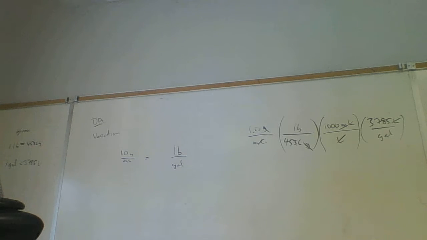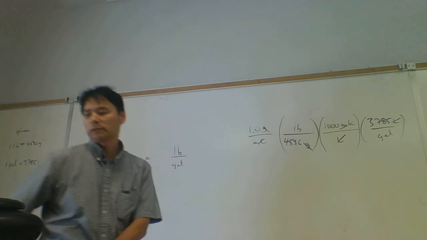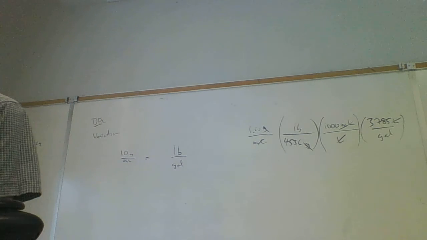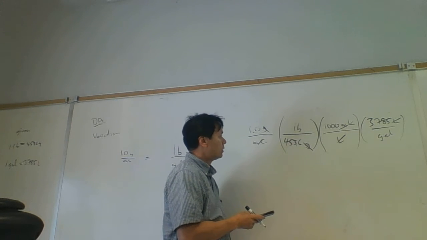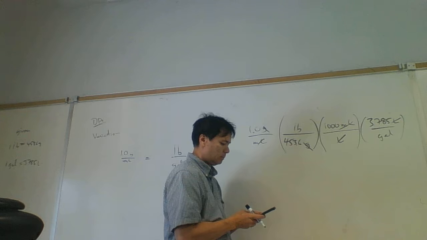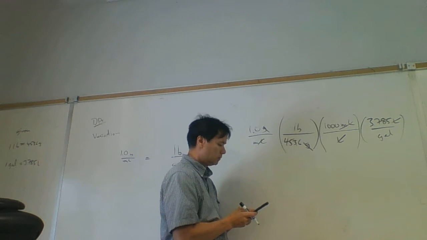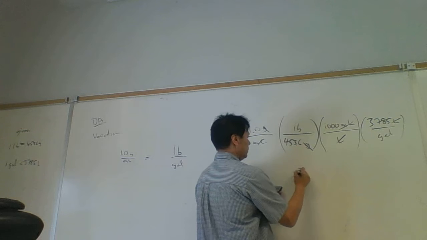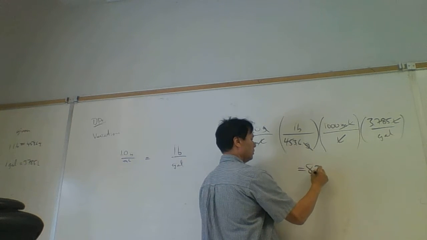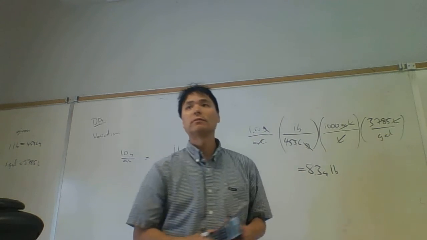So I'm going to calculate it out. Actually, I'll just use this calculator here. 1,000 times 3.785 divided by 453.6 comes out to 8.34 pounds. 8.34 pounds.